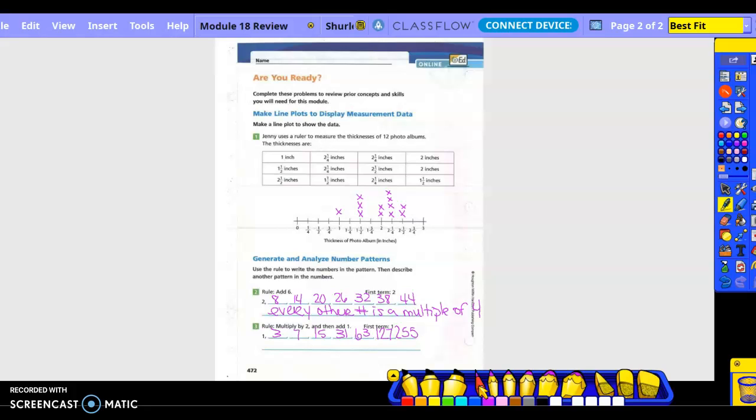Do you see anything? They're all odd. All of these numbers are odd.